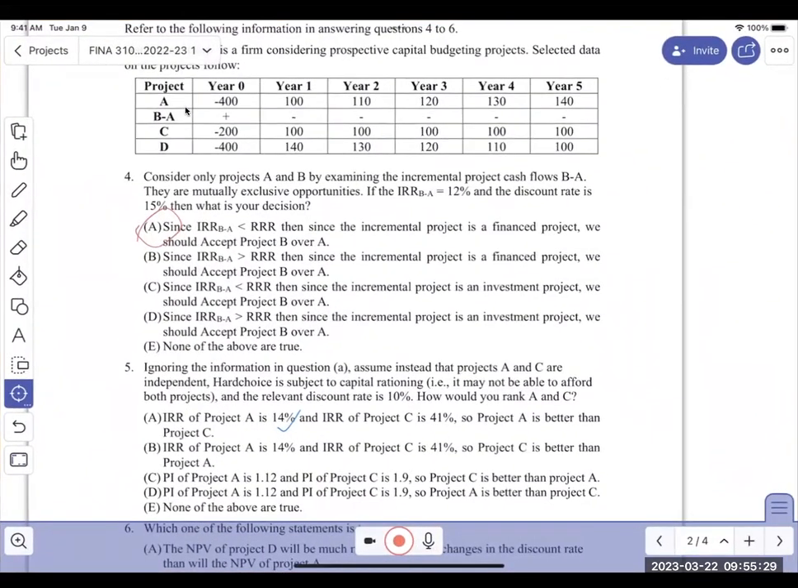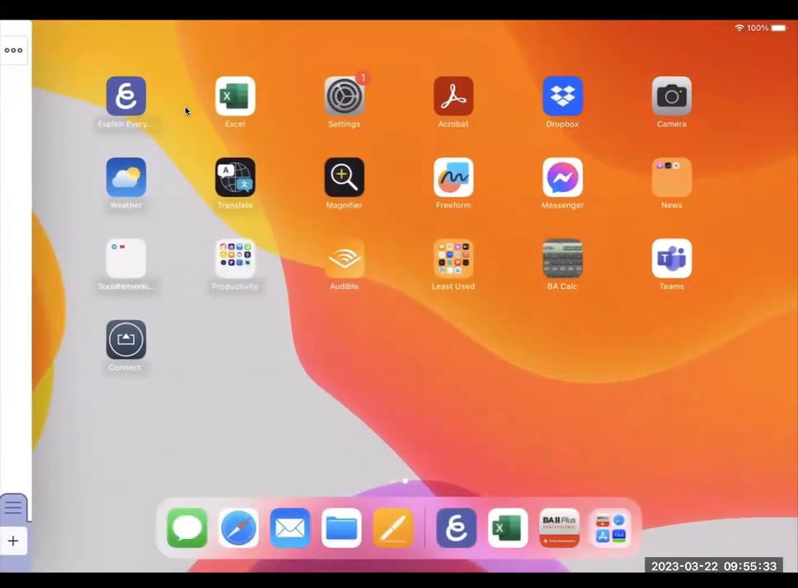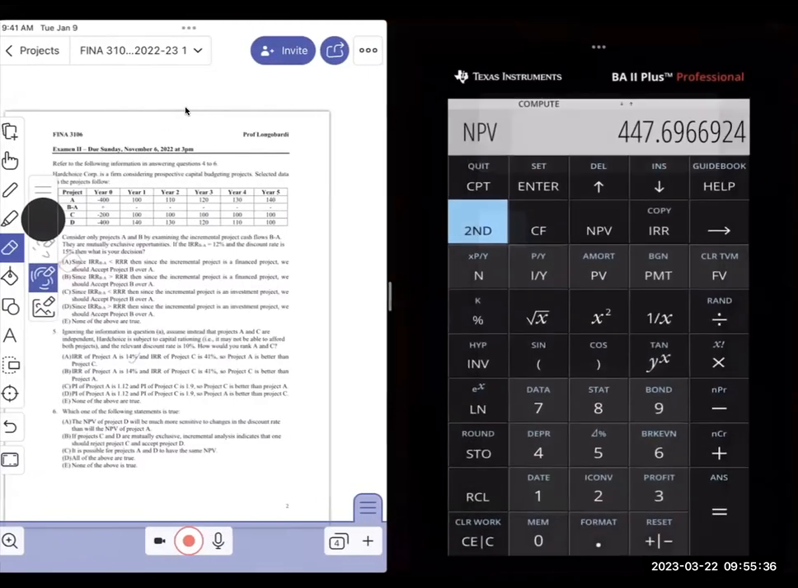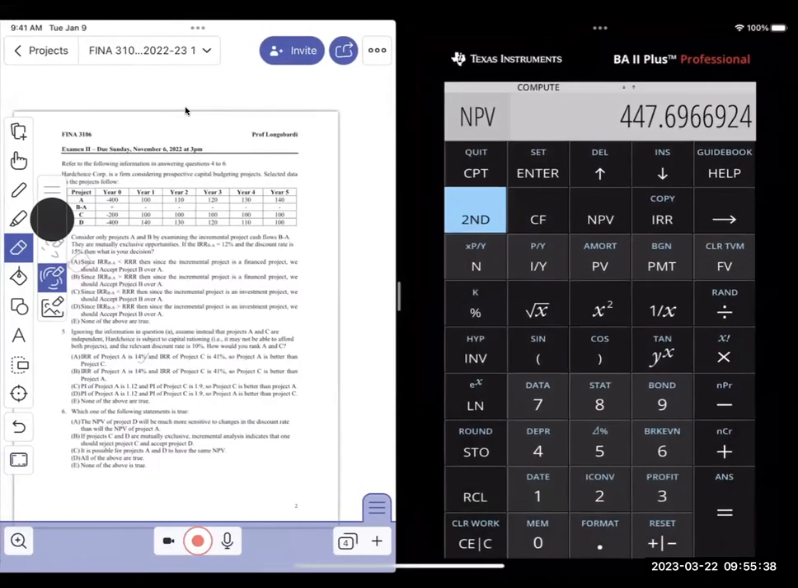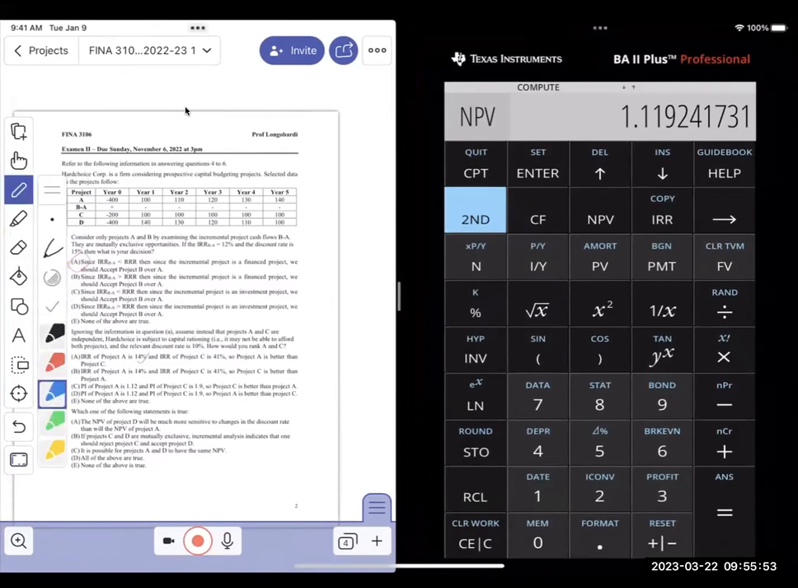Oh, let me do my split screen again, so we can see those together. So I'm going to divide by 400. And that's how you get 1.119 or 1.12, which is correct. So this is correct as the PI of A.